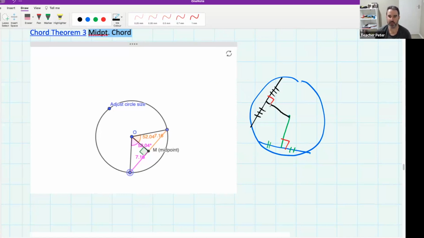Okay, so that's called the midpoint. Sometimes they say line from center to midpoint of chord, or they call it the midpoint chord theorem.